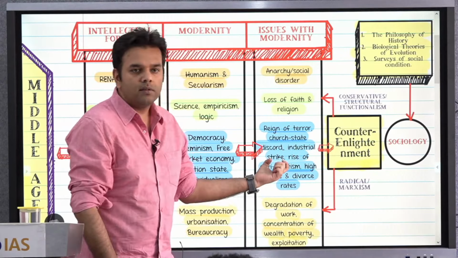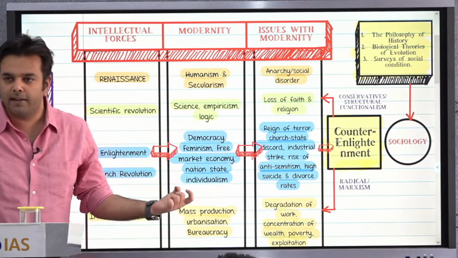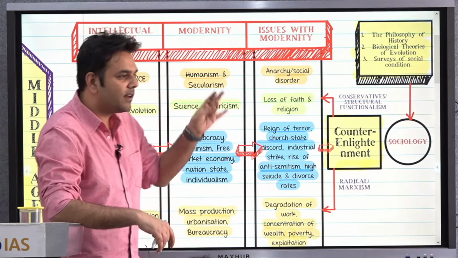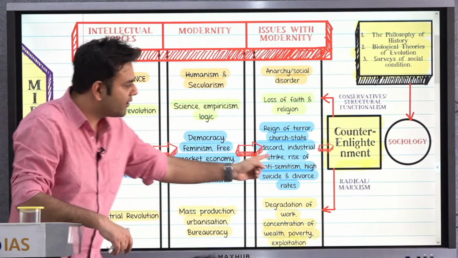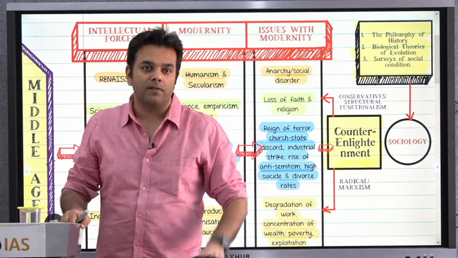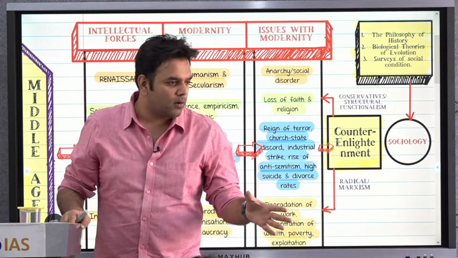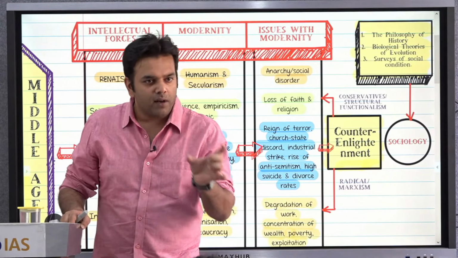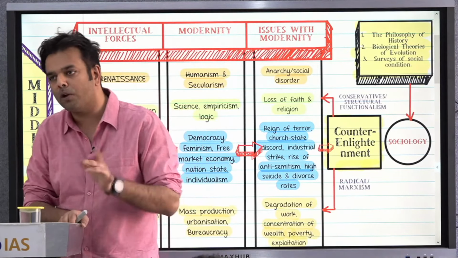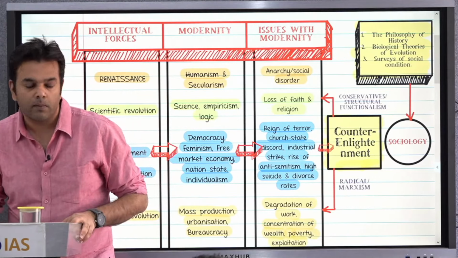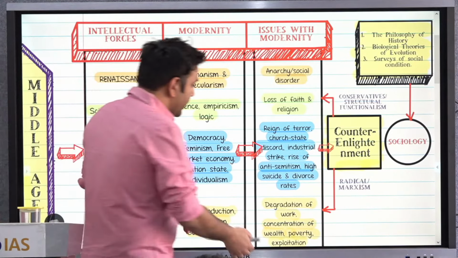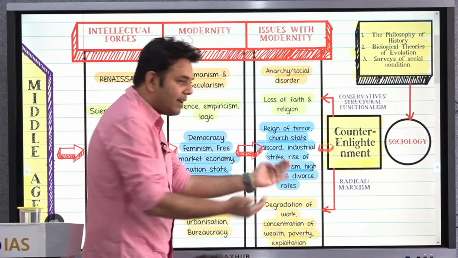Industrial strikes. People had come to urban centers, but they were not really socially protected. They had no health facility, no housing facility. And moreover, they were working for 14, 15, 16 hours. Today we have labor laws which regulate working conditions of laborers, for how many hours they can work. Beyond that, it is illegal. But in those times there was no labor law. Anti-Semitism, high suicide and divorce rates.